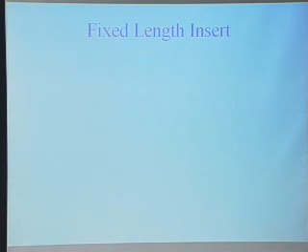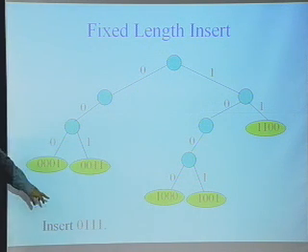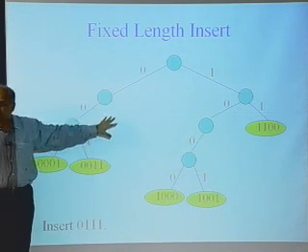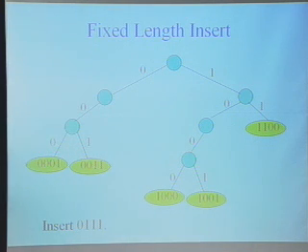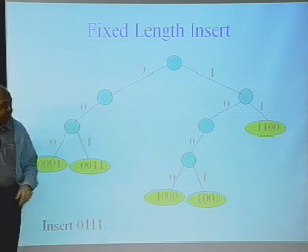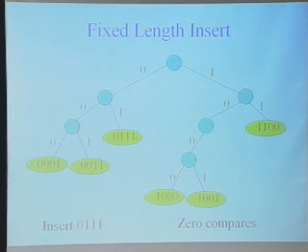All right, let's go back to the fixed length case and look at how you would do an insert. Suppose you want to insert 0 followed by 3 ones. So we'd follow a path from the root. First bit is a 0, so you go into the left subtree. Next bit is a 1, so we fall off over here. That tells us that I don't already have 0, 1, 1, 1 in my dictionary, and that the place to insert it would be out here. So this insert required no compares.